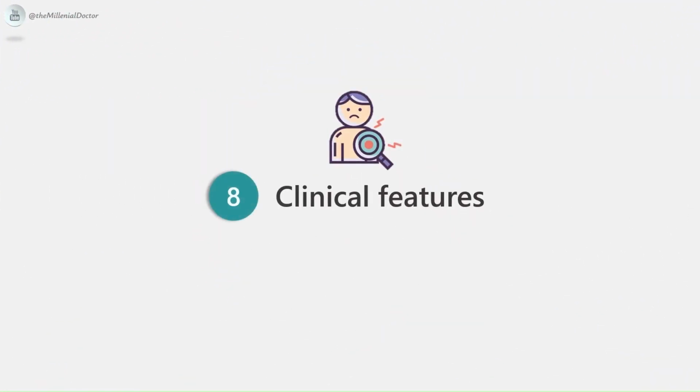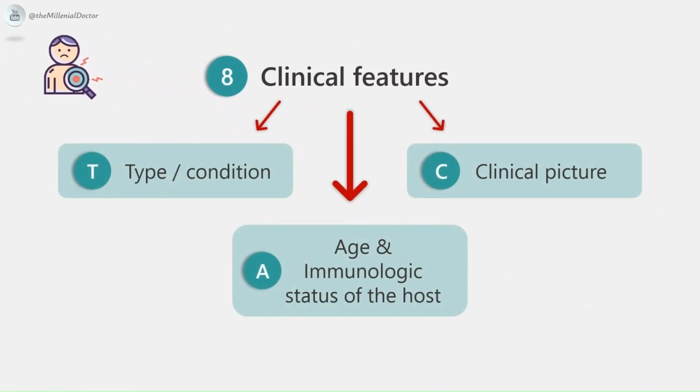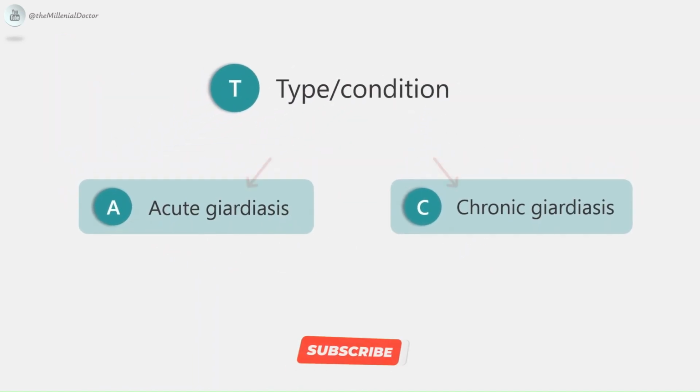Next is the clinical features. Clinical features can be divided into based on the type and condition, the age and immunologic status of the host, and based on the clinical picture. First, the type and condition. It is divided into acute giardiasis and chronic giardiasis.